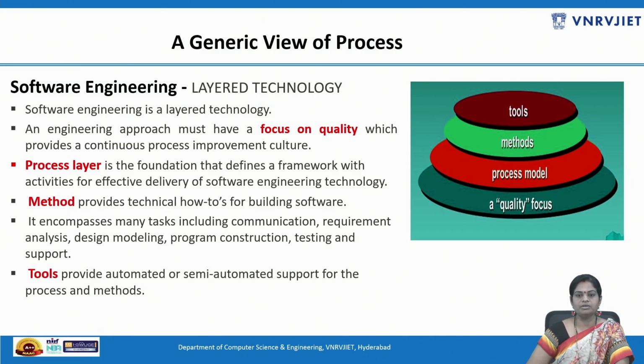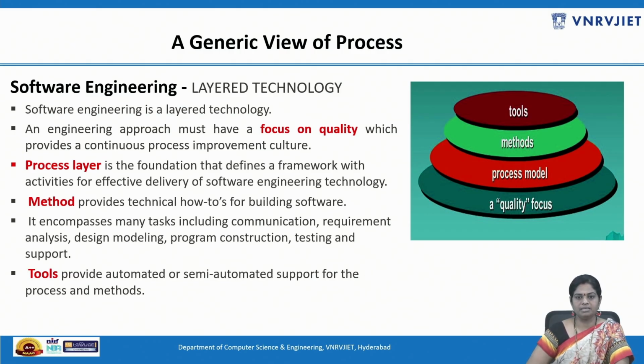The foundation for software engineering is the process layer. This process is the one that holds together the technology layers and helps in completing the software development. Software process forms the basis for management control of software projects and it establishes the context in which the technical methods are applied. Work products are produced, due to which milestones are established and quality is ensured.